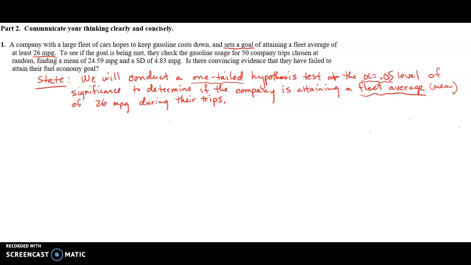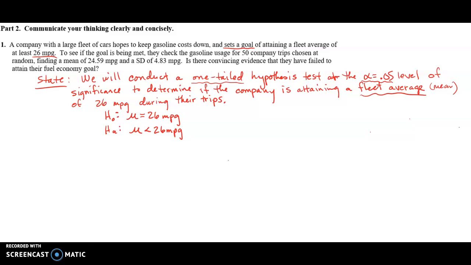The next thing we want to look at is the hypotheses, or the null and alternative hypotheses. The null hypothesis looks like this: we have a population mean of 26 miles per gallon. And the alternative hypothesis looks like this, where the population mean is less than 26 miles per gallon.